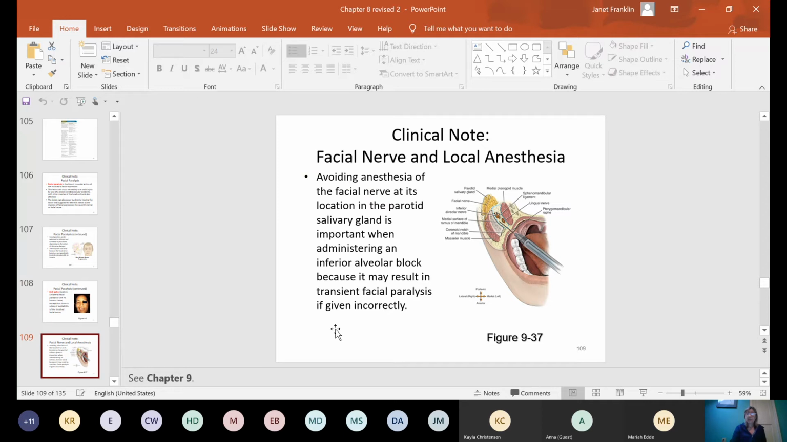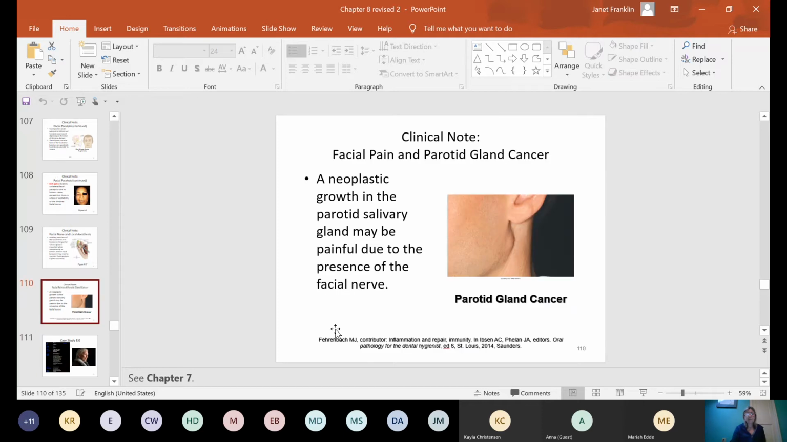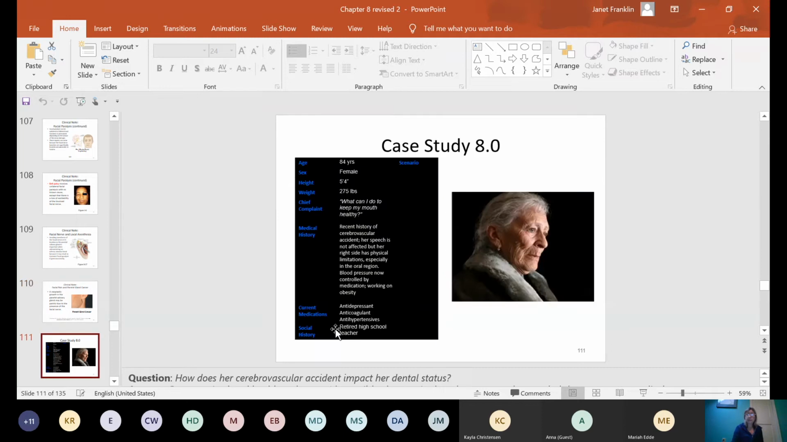You can cause damage to the facial nerve when you're giving an injection. Not that common, don't worry about it. Cancerous growths, neoplasms, can cause it too, because the facial nerve passes through the parotid gland, so patients that have had cancers or neoplastic growths in the parotid gland can have paralysis of the facial nerve.